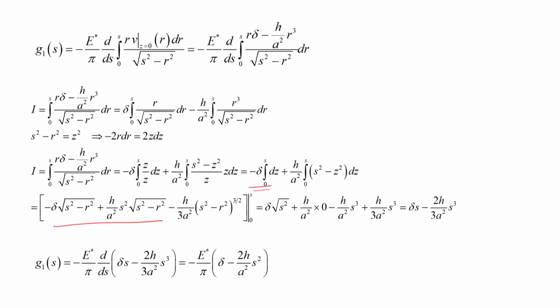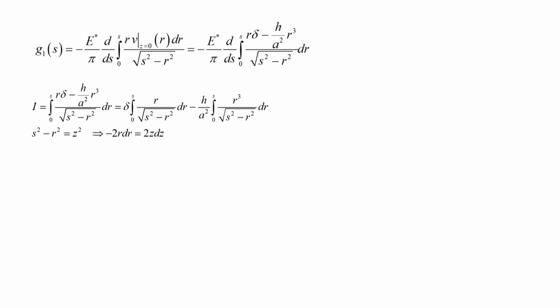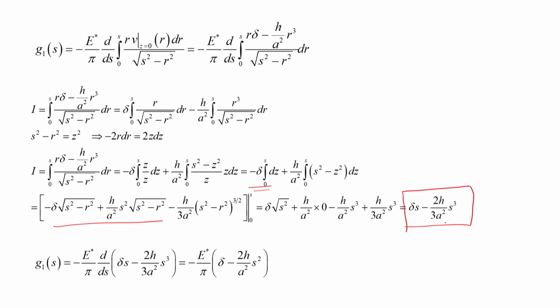So, finally, I get here delta into s minus 2 by 3 h s cube. So, I guess here this 1 by 3 was there. So, I guess I missed this 1 by 3 looks like. Here it is s cube, it should be 2 by 3 here, not 2 here. So, yeah, you can correct it. So, here it will go like that.